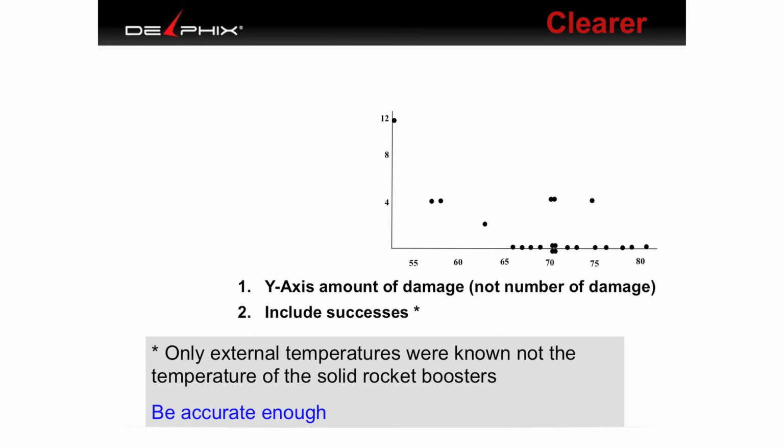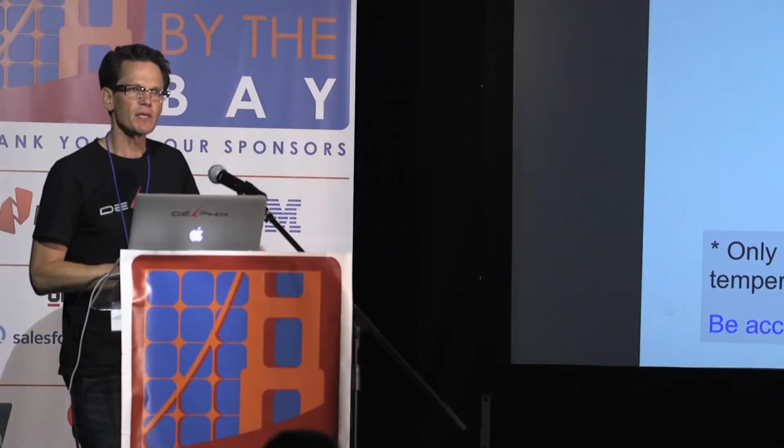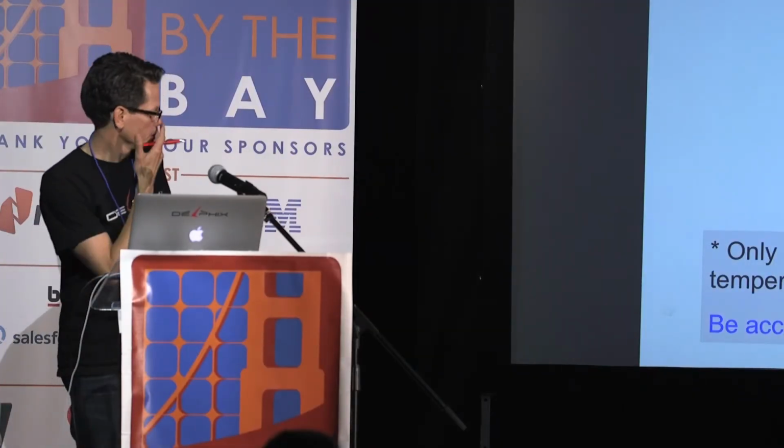Now, this is a huge thing. One of the biggest, probably the biggest flaw, is in sending the information about the successful flights. There were a lot of flights that had no damage, and the engineers did not send that information.